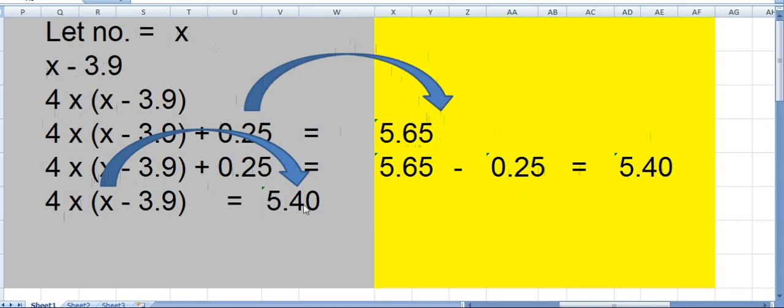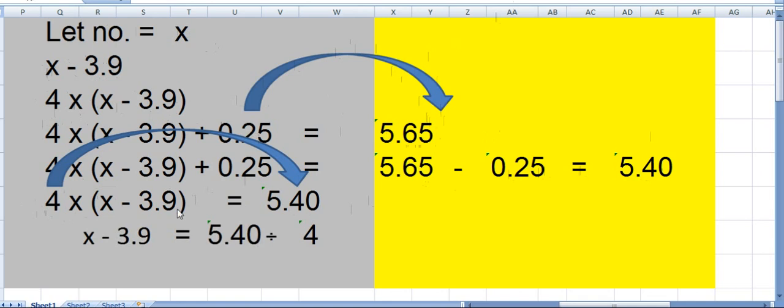Now what we next have to do is remove the 4. This 4 is to be taken to the other side. How? This 4 is multiplication. Once you change this 4 from the left side to the right side, the multiplication becomes divide. So it will be 5.4 divided by 4. Here x minus 3.9 remains and 4 gets divided, meaning 5.4 divided by 4.